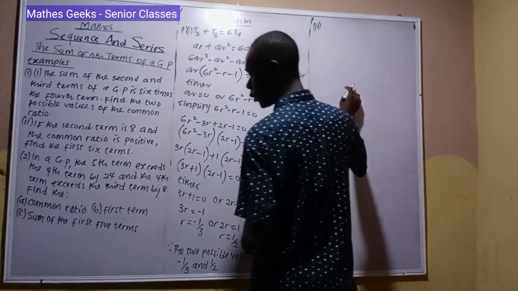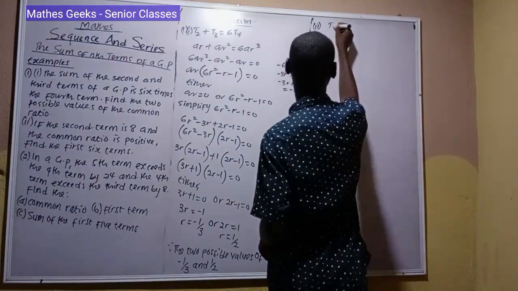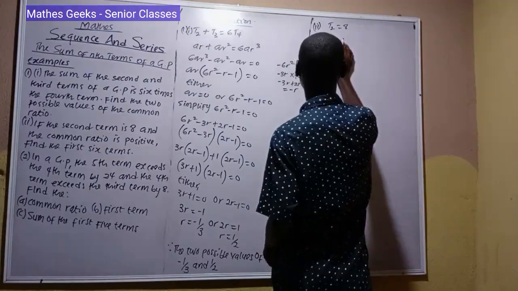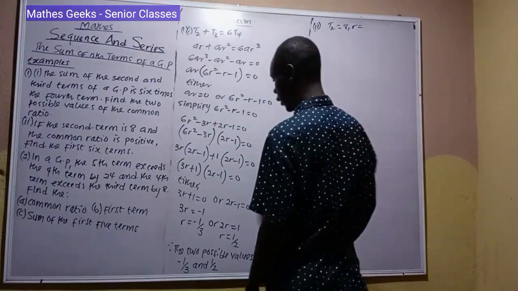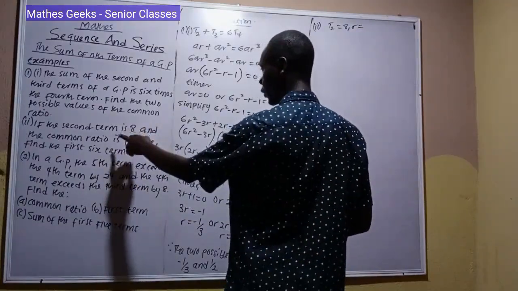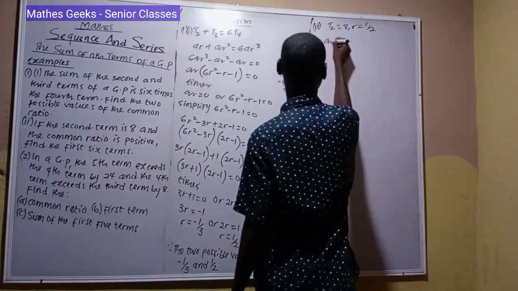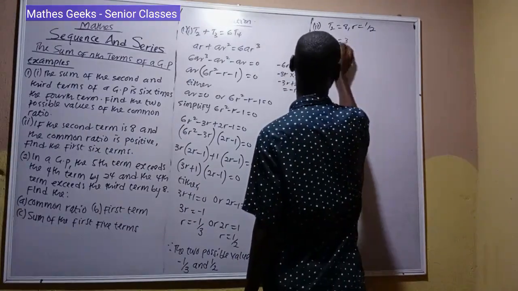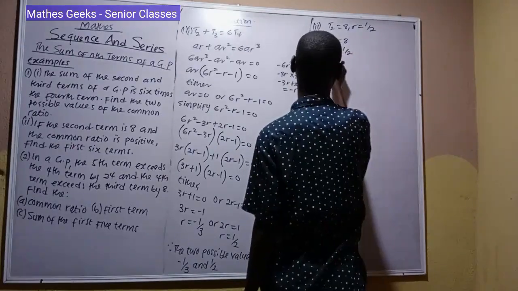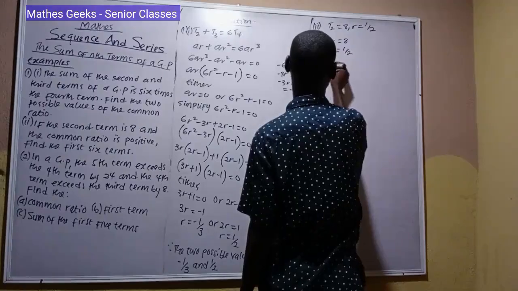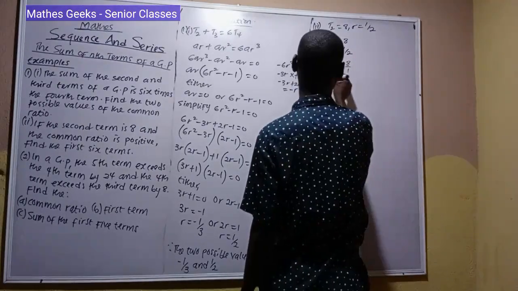So if the second term is 8, T2 is equal to 8. But we are not given the first term, so we are going to look for the first term. If the common ratio is positive, we are making use of 1 over 2. So AR is equal to 8, this is the second term. But R is equal to 1 over 2, so A times 1 over 2 is equal to 8. Cross multiplying.